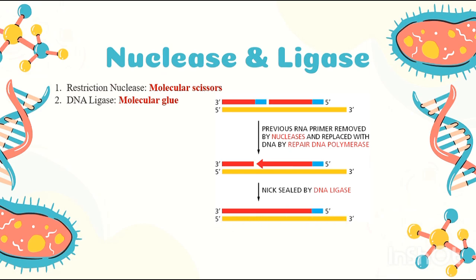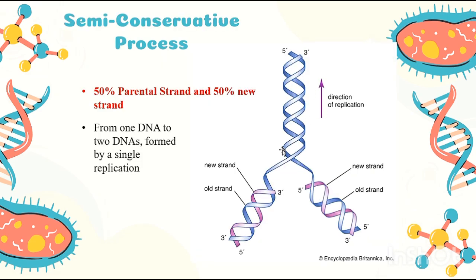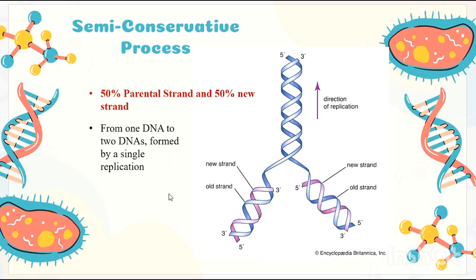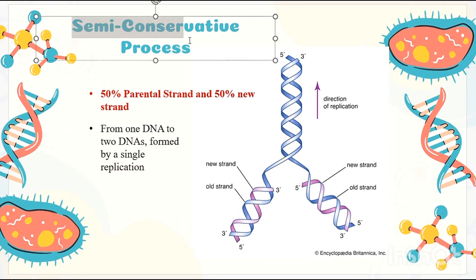So after that we can see that from one DNA, two copies of new DNA form, daughter DNA, and when you see this, the newly formed DNA contains 50% of the parental strand and 50% is the new strand. So it can be said that in the newly formed DNA or daughter DNA, 50% of the parental DNA is conserved. So this replication process is termed the semi-conservative process.